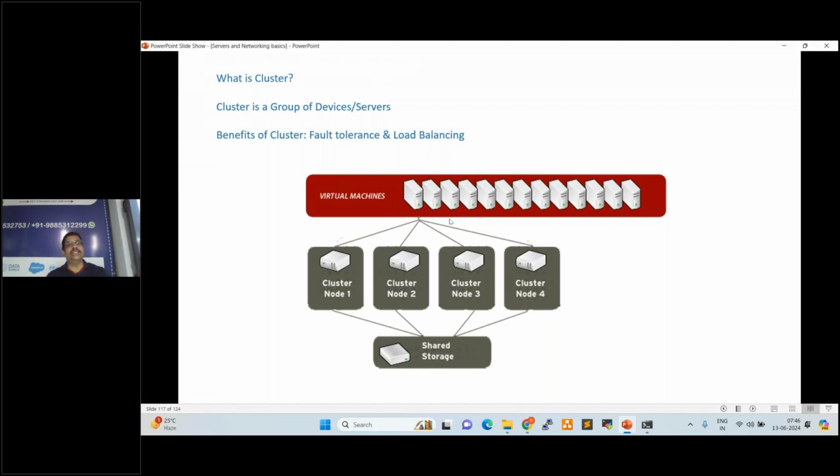So fault tolerance. What is fault tolerance? In case 2 servers crash, the application will not be down. In the project, 2 members left, they resigned, but the project will not be stopped, right? That is fault tolerance. Load balancing, fault tolerance. So this is an entry question: what is a cluster, and the advantage of a cluster? A cluster is a group of devices or a group of servers. Benefits of a cluster are fault tolerance and load balancing. Okay, fine.